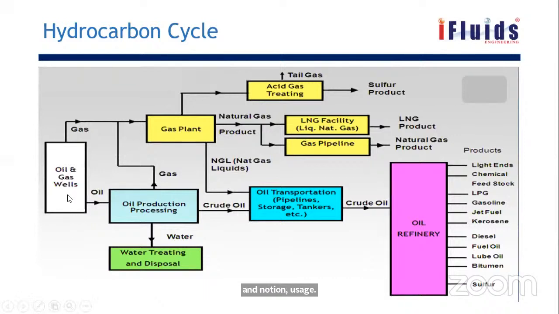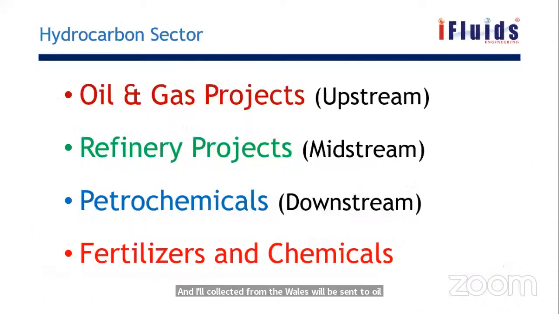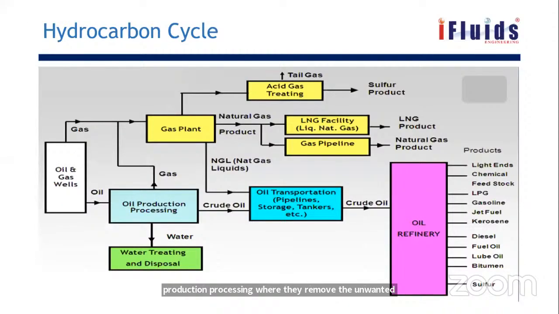And the oil collected from the wells will be sent to oil production processing, where they remove the unwanted materials, as the oil will be coming along with water and trapped gases. We need to separate the crude oil to send to the refinery. So the other unwanted components will be separated in the oil processing unit. Water will be separated, and then the gas will be separated through a set of operations, and only the crude oil will be supplied to the refinery through storage tanks and pipelines.